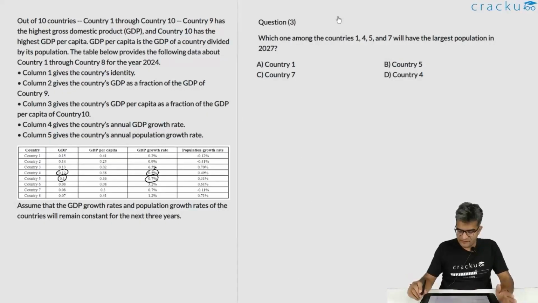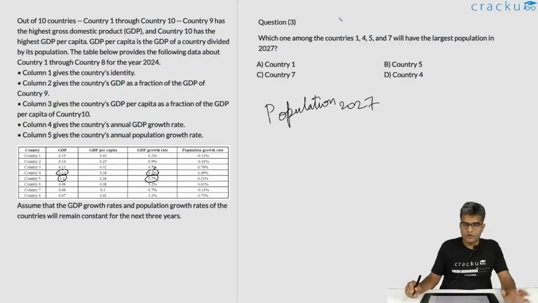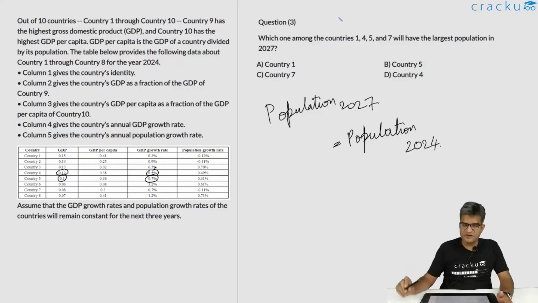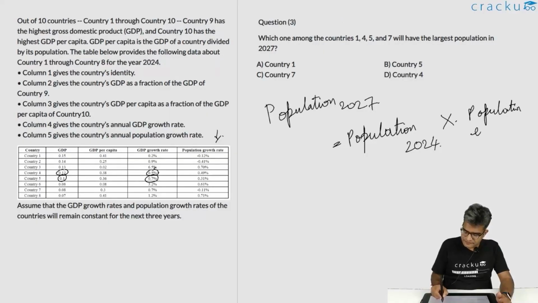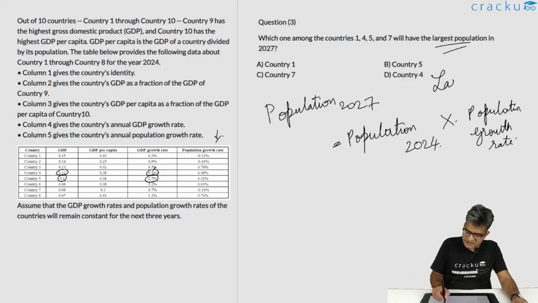Which among the countries 1, 4, 5, 7 will have the largest population in 2027? Here we are required to calculate the population in 2027. What do we have? We can calculate the population in 2024. We know GDP of every country and we know the GDP per capita of every country. So, we'll calculate the population in 2024 and then multiply it with the population growth for each of the countries for 3 years. So, we'll have to basically do the cube. This is what we need to calculate, and we are looking for the largest. We want whatever is the largest.